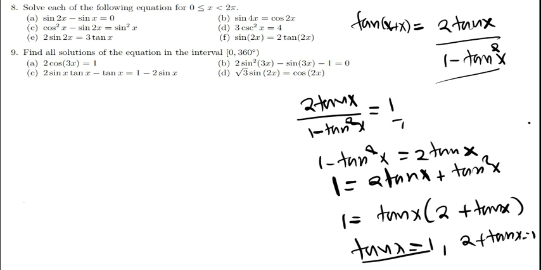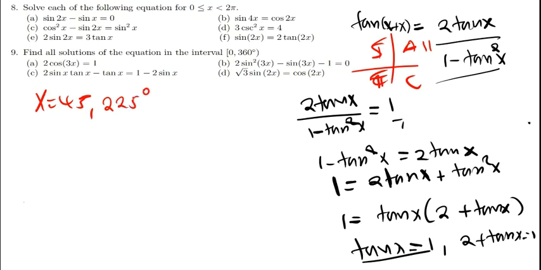Tan 1 should be 60 or 45? 45. So x will be equal to 45. Now this is positive. All Students Take Chamber. So tan is in the third quadrant. So the first angle is 45. Then another one, it has to be 180 plus 45, which is 225, right? For this one, I'm done here.